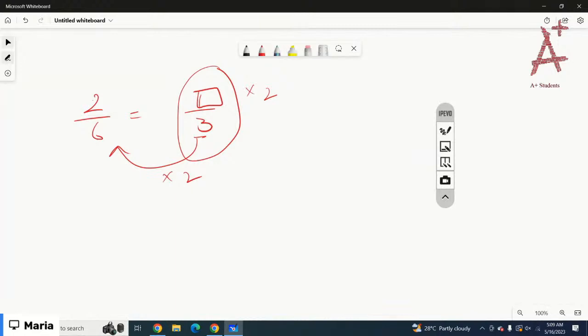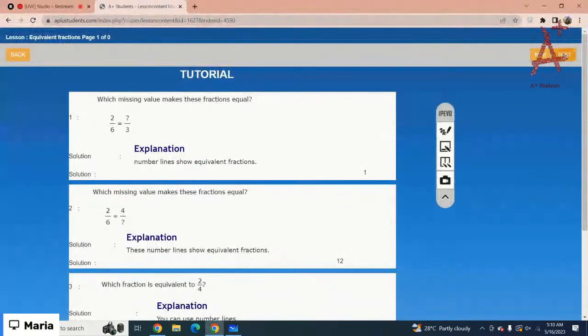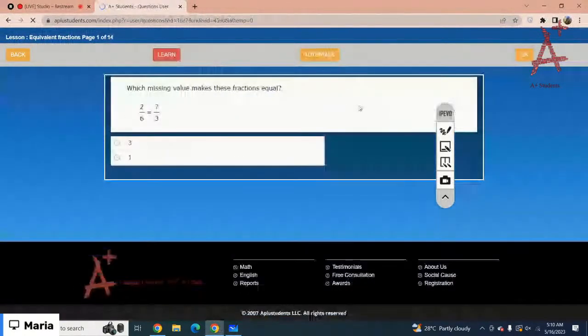Basically, they both are equal. It would be 1 times 2. Got it? So it would be 1 over 3. The correct option is 1 over 3. Let's just start with the test questions. Let me just explain again.